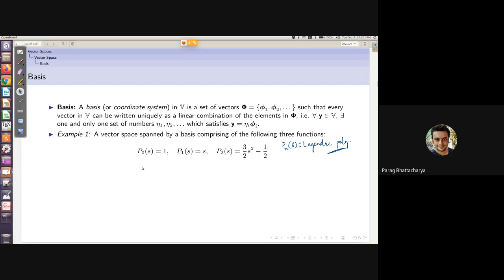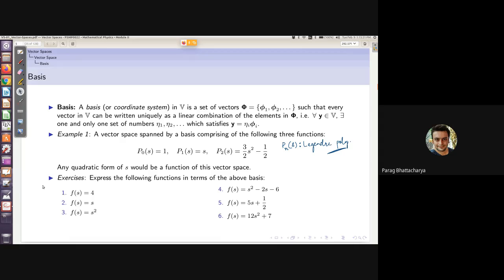These three Legendre polynomials form a basis. So any quadratic form of s would be a function of this vector space. Quadratic form means s square: any polynomial function whose highest degree is 2. That is a quadratic form. So any quadratic form would be a function over this vector space. So what we need to do is express the following functions in terms of the above basis, p0, p1, p2.